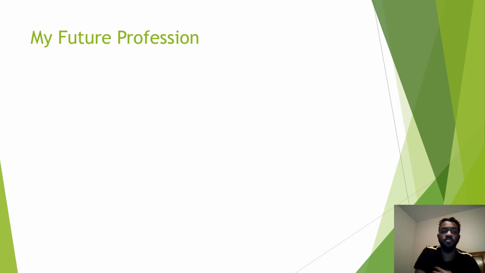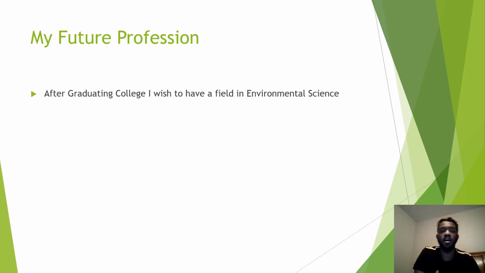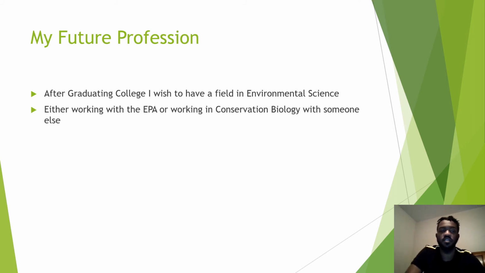Now, my future profession. I wish to graduate college and hopefully go into graduate school, but after that, I want to have a field in environmental science. So I want to work with either the EPA, if you don't know what that stands for, the Environmental Protection Agency, or I wish to work in conservation biology. If you don't know what that means, it's more of a protection of species or working in natural habitats to help get a better relationship between the people and animals in that area.